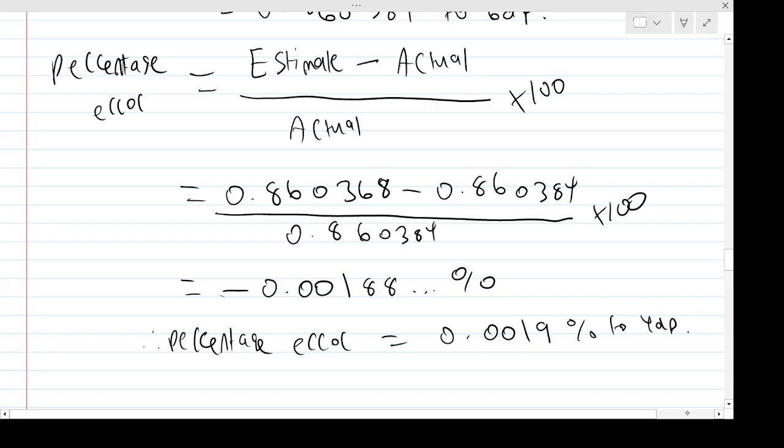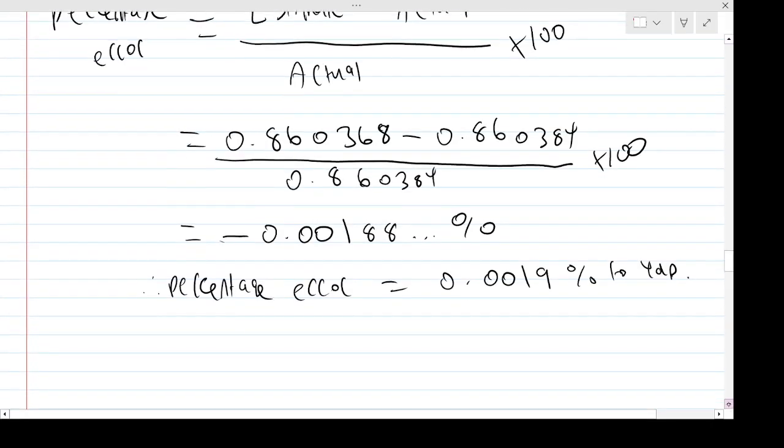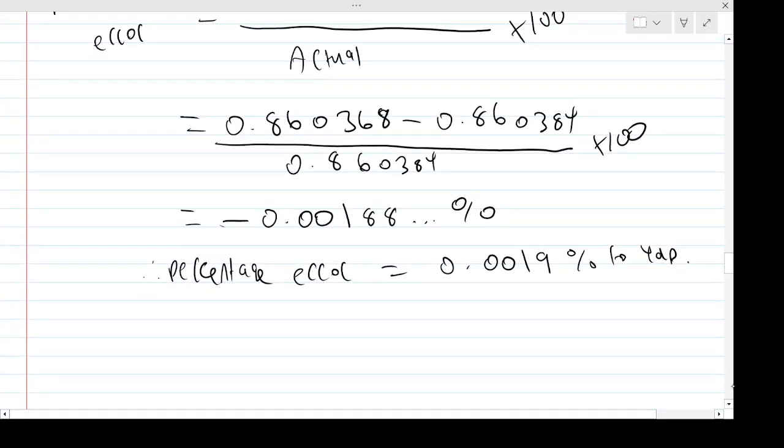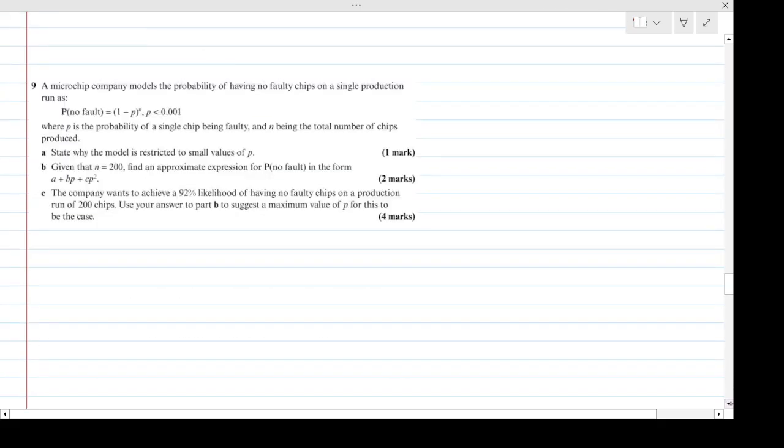So again, very, very small percentage error, which is what we like. We like estimations that are very good, right? And we can make an estimate good by picking a small value of x to approximate it to. I'll keep drilling that in. But yeah. Okay, cool. Let's have a look at this question then.